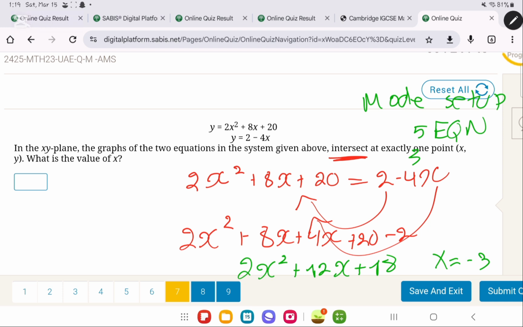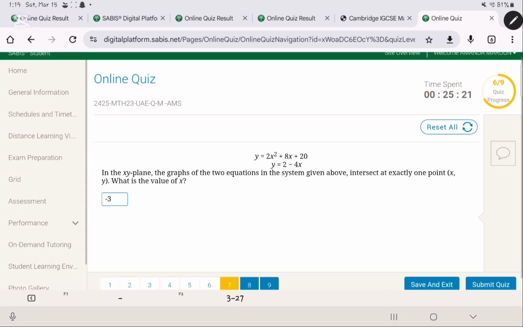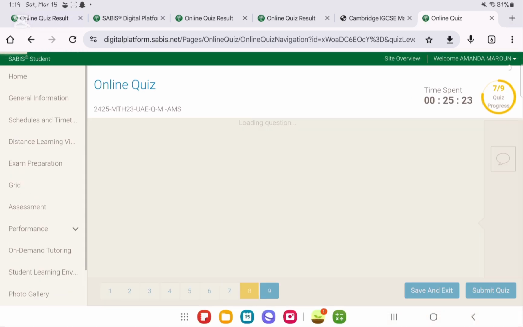Or another way is that you could take the derivative. So let us take the derivative and let us see what happens. If we take the derivative, it's going to become 4x plus 12. Okay, this is now the derivative. Make it equal to 0. So 4x plus 12 is equal to 0. Bring 12 to the other side. So 4x is equal to minus 12. So that means x is equal to minus 3. As you can see, both ways gave us the same answer. So that means our answer is minus 3. We move on to question number 8.